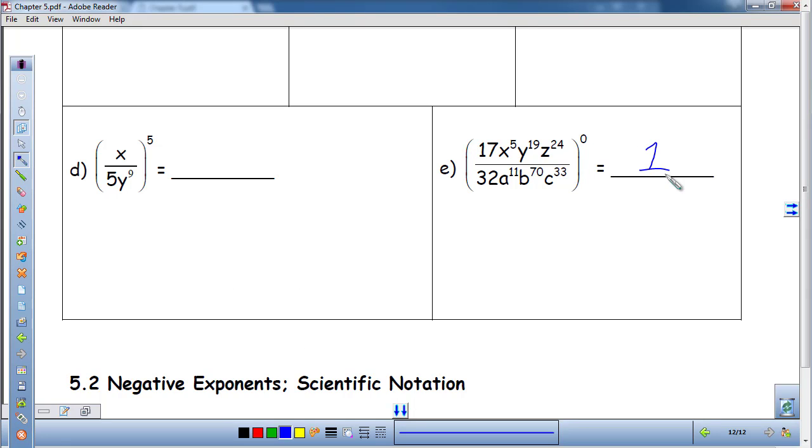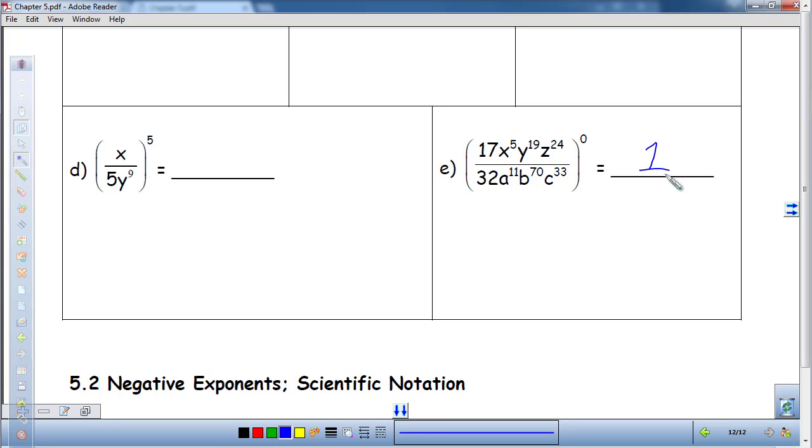Of course, we can't do anything on the inside since we don't have the same bases top and bottom. But even if we did have x, y, z's in the top and x, y, z's on the bottom, because of that 0 on the outside, it's just 1. So if it wasn't a 0, it was just any other number, then it would stay the exact same way it is because we can't do anything to it. Yep. There's nothing we could do to simplify the inside the way that it is right now.